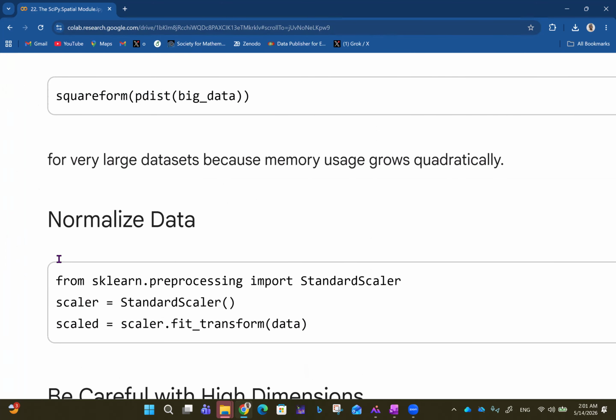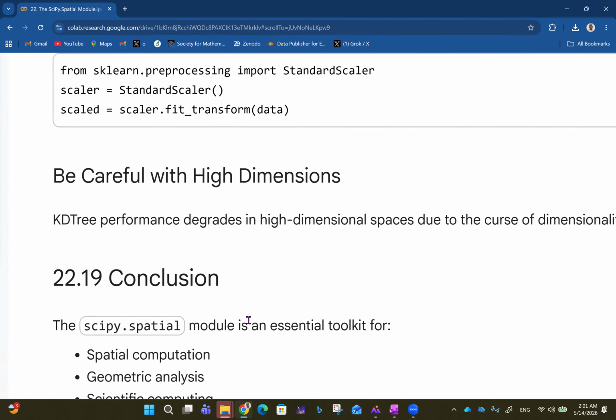Then normalize data: from sklearn.preprocessing import StandardScaler. You can normalize your data if the values are too big for easier handling. And then you should be careful with high dimensions.